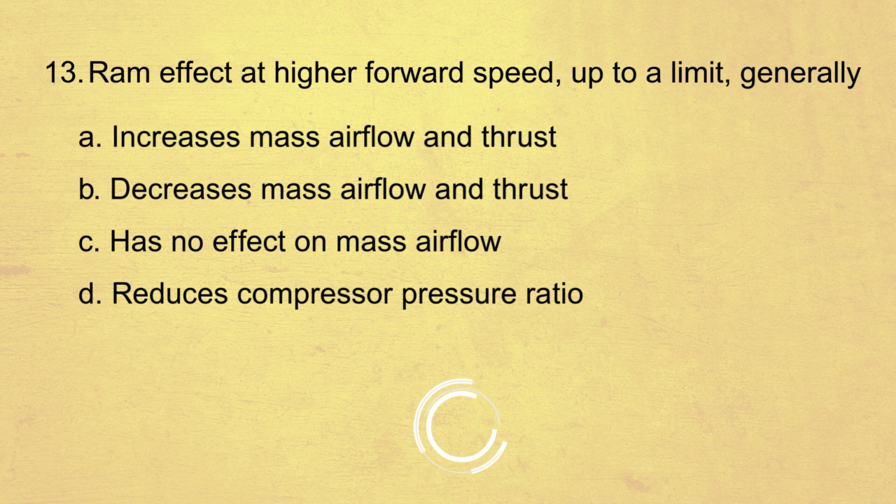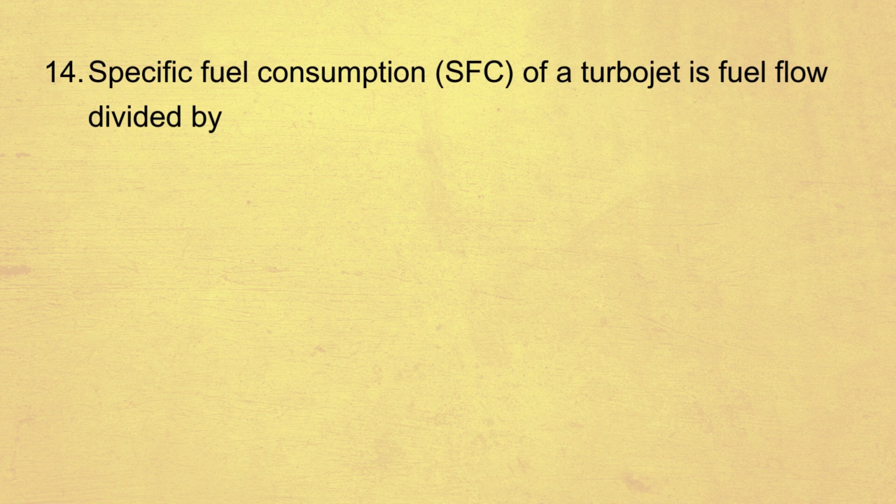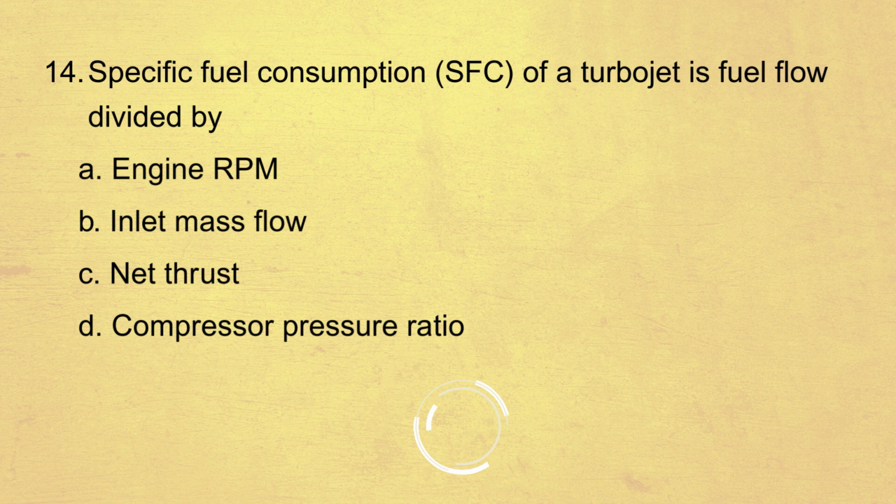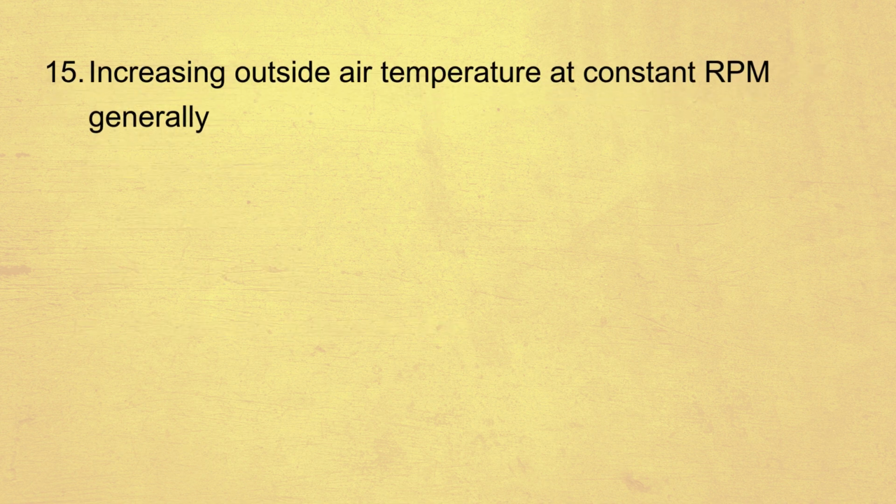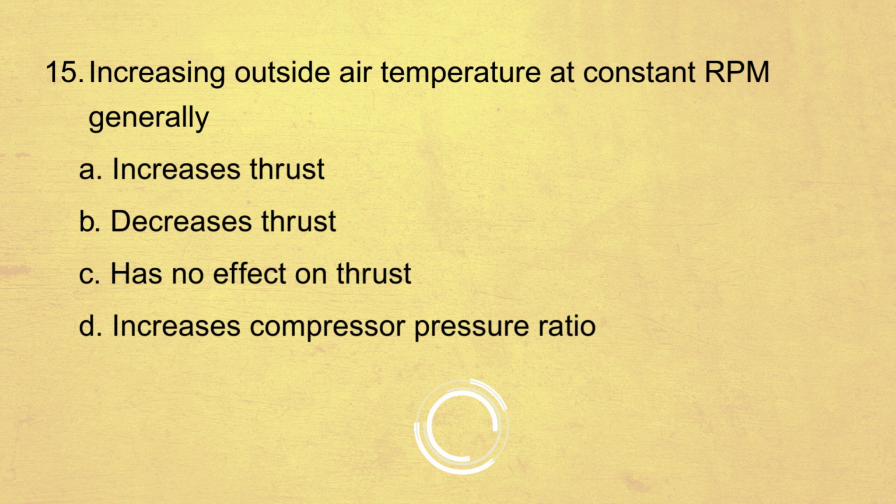Ram effect at higher forward speed, up to a limit, generally increases mass airflow and thrust. Specific fuel consumption, SFC, of a turbojet is fuel flow divided by net thrust. Increasing outside air temperature at constant RPM generally decreases thrust.